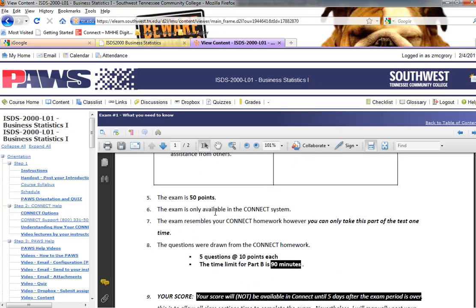The exam is 50 points. It's from Connect, and we've said that from the beginning. The exams all come from your Connect homework problems. Now, one difference: with your homework, you could take it an unlimited number of times. Now, you can only take the exam one time, okay? So once you begin, that is your attempt. Be very careful. That is your only attempt. If you close out or if you submit, then that was your score.